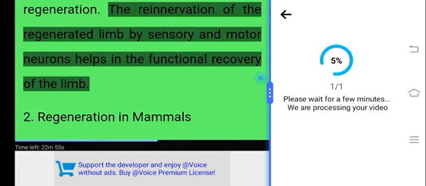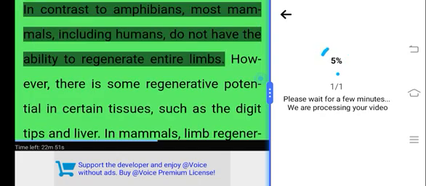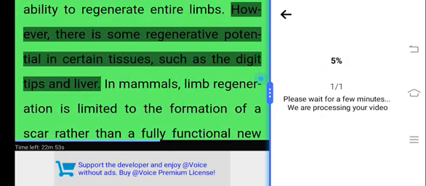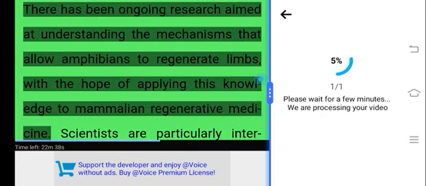The reinnervation of the regenerated limb by sensory and motor neurons helps in the functional recovery of the limb. 2. Regeneration in mammals. In contrast to amphibians, most mammals, including humans, do not have the ability to regenerate entire limbs. However, there is some regenerative potential in certain tissues, such as the digit tips and liver. In mammals, limb regeneration is limited to the formation of a scar rather than a fully functional new limb.